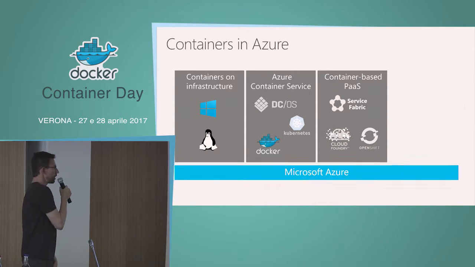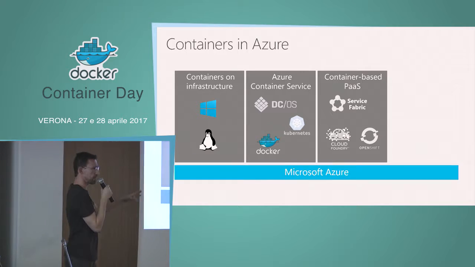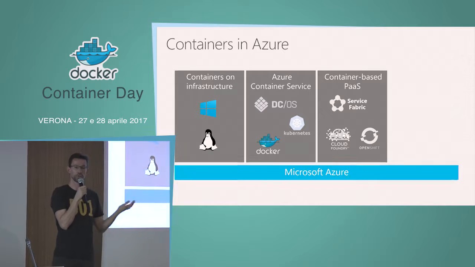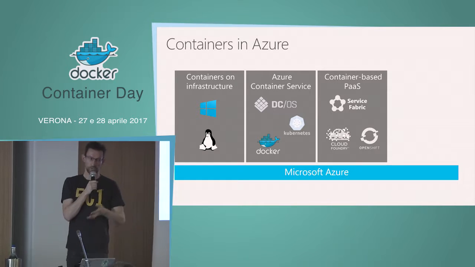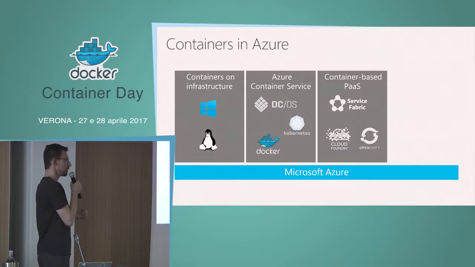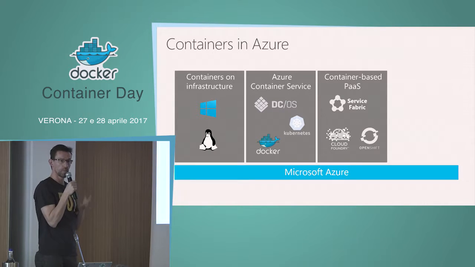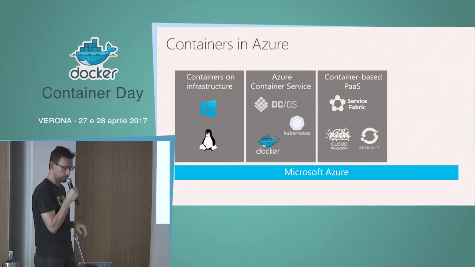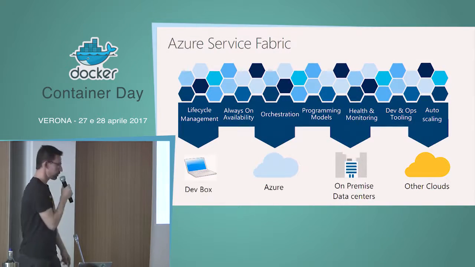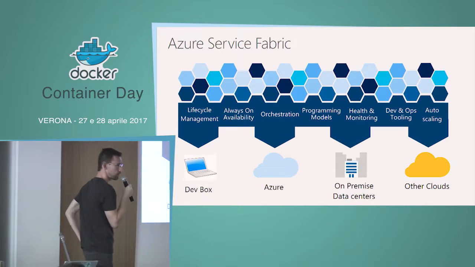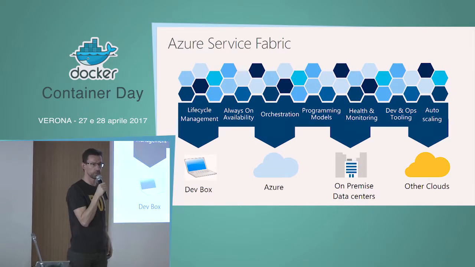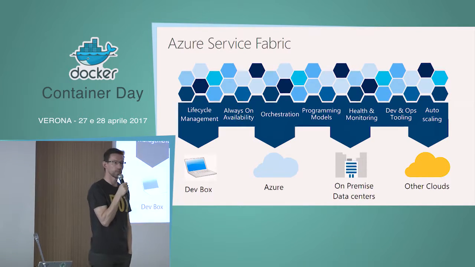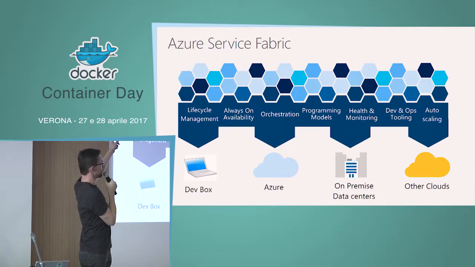So there are some more options, which are what we call container-based PaaS, so platform as a service. Previous ones were building on top of infrastructure components. With the container-based PaaS solutions, we're basically saying we give you a platform for running containers, and you don't have to care whatever is underneath it. The first one is the Azure Service Fabric, which is one that we're using internally as well. It has been running for a few years to run our Azure platform. So a number of Azure services are running basically on Azure Service Fabric.